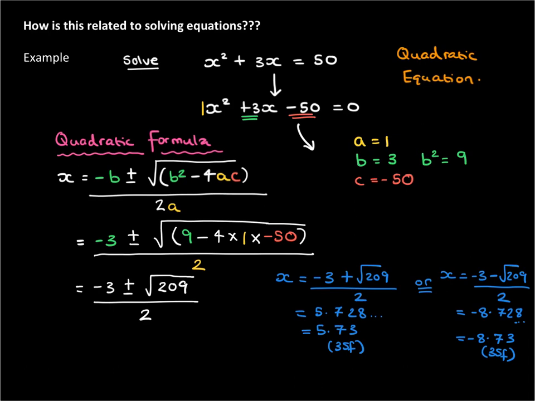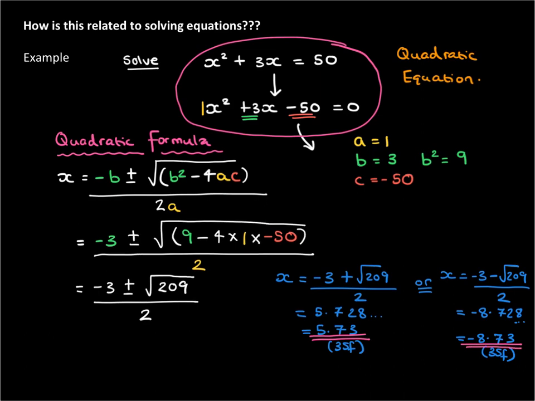So here's what I want you to take away from this, and here is what I want you to really make sure you remember from what we have just done. I want you to remember this was the equation that we were solving, x squared plus 3x equals 50, and I want you to remember that we found these answers, 5.73 and negative 8.73. So make a really careful note of this because this will come up again.